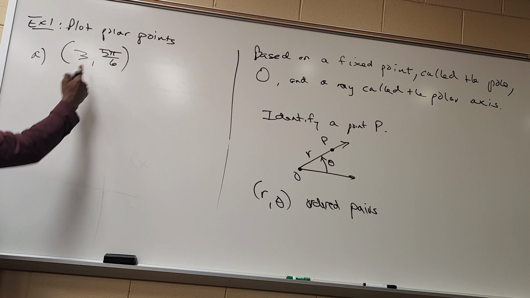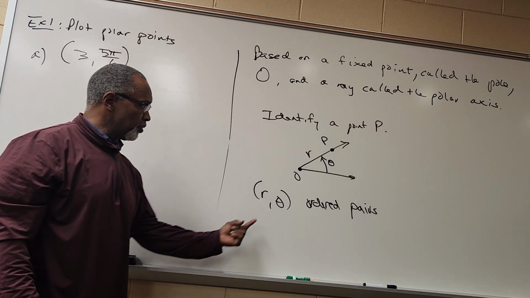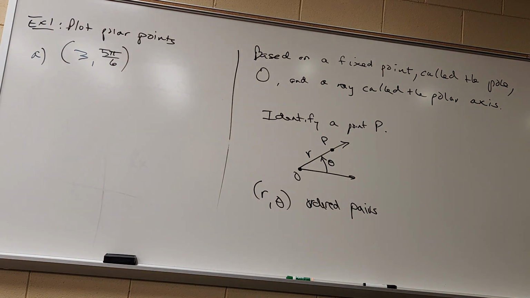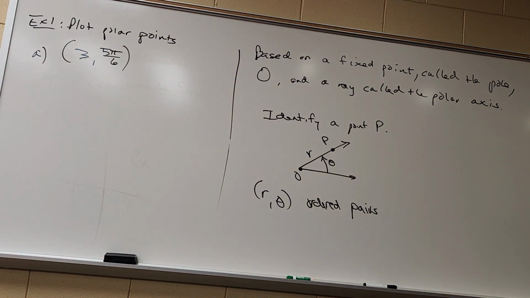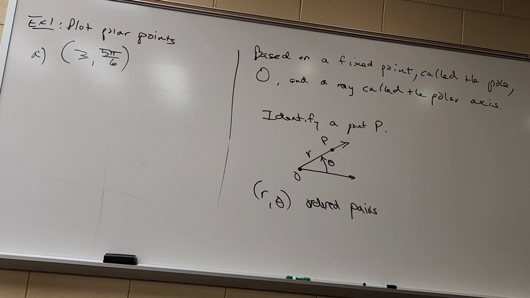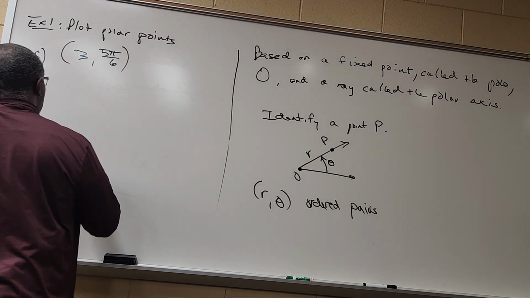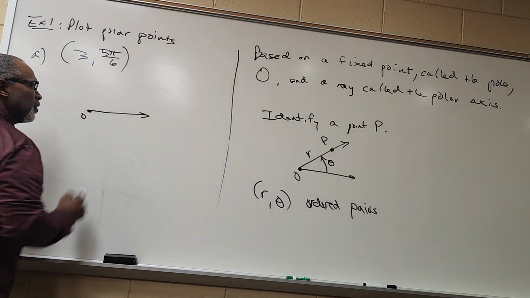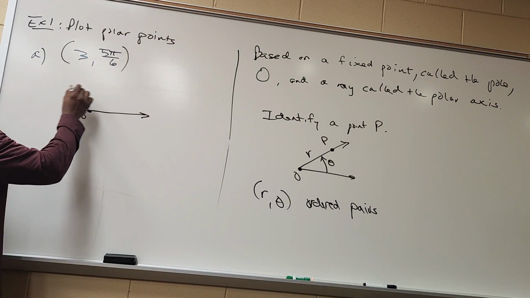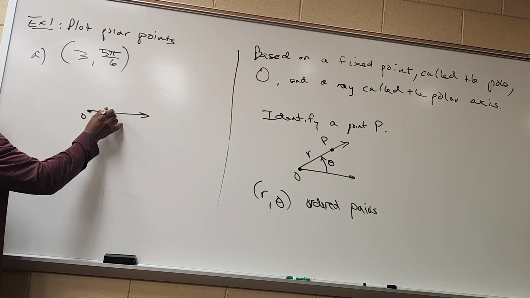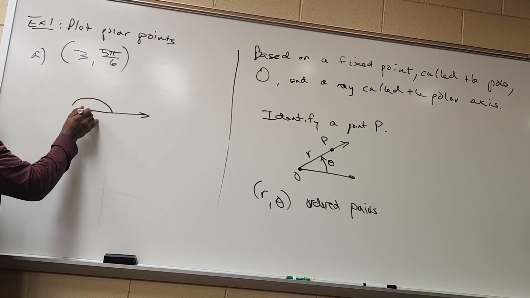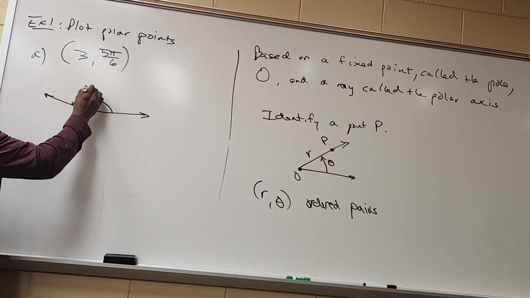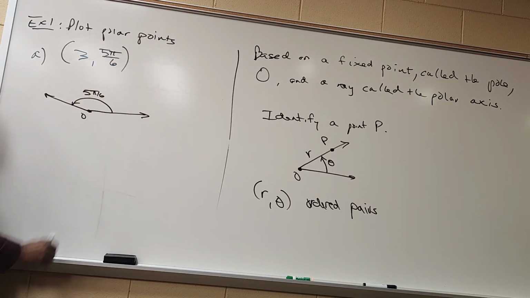So again, r, theta. Every point in polar is some r, theta. So I want to plot the point 3, 5π/6. Okay, 3, 5π/6. So I have my pole right here, and I'm going to measure an angle of 5π/6 from here. Okay, so 5π/6 would be about right there. Okay, there's an angle 5π/6.